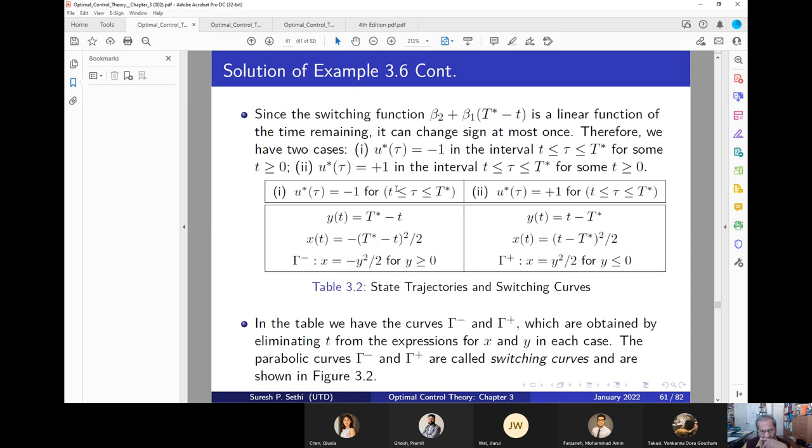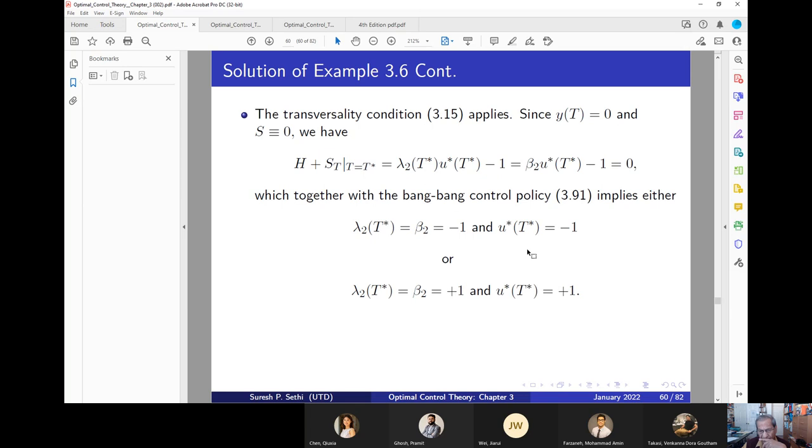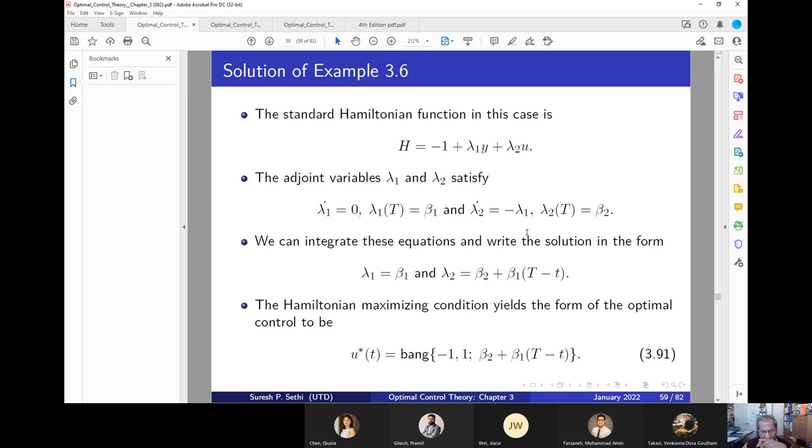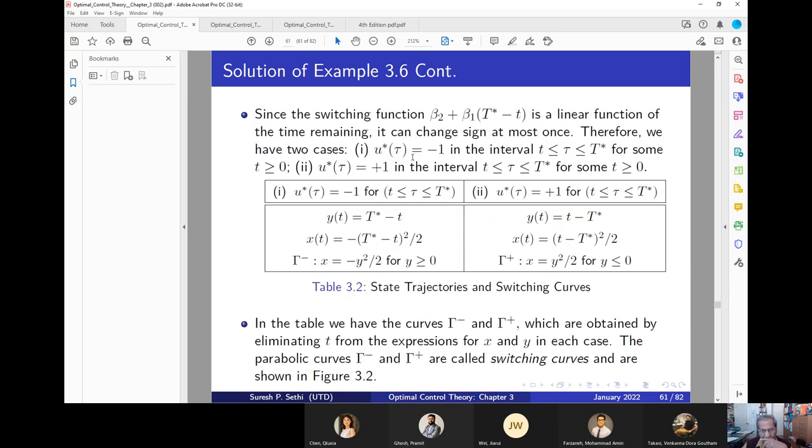Two cases are in this table. One case is U star minus 1. Another case is U star plus 1. This is the terminal condition. But what we can do is we can see that since the switching function is a linear function of the time remaining, because this is the time remaining, it can change sign at most once. And therefore, we have two cases. One is minus 1 in this interval. This is, I am at any t now. Okay. So any t to T star, there is any point tau in between. U star tau can be minus 1 between this interval, or it can be plus 1 in this interval.